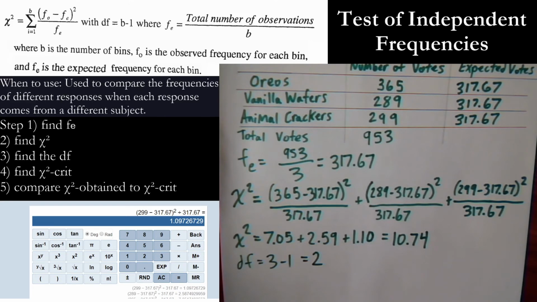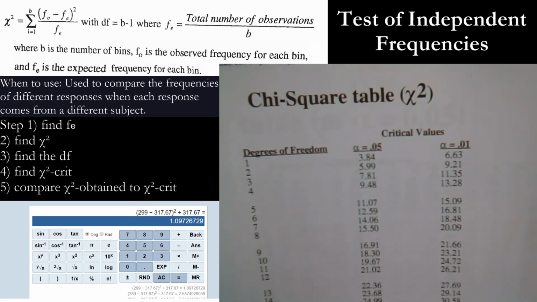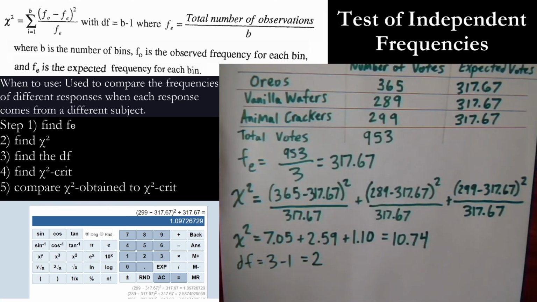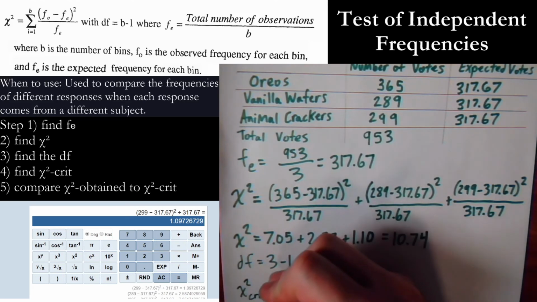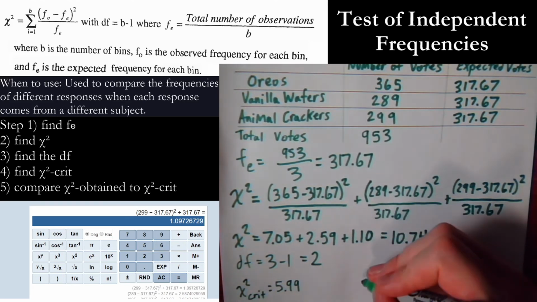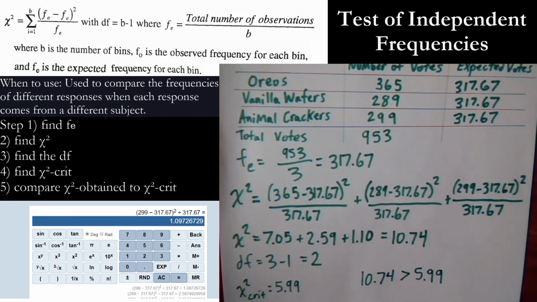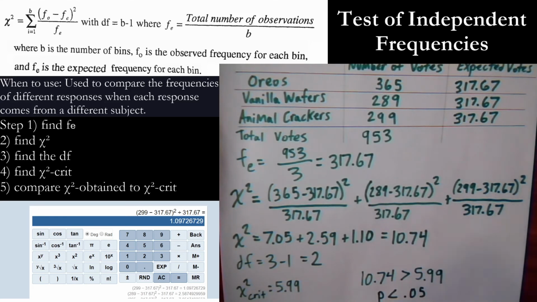Next, find chi-square crit. To find this, consult the chi-square table and find the value tied to your degrees of freedom. In this case, a df of 2 corresponds to a value of 5.991. Compare chi-square obtained to chi-square crit. In our case, our obtained value is greater than the critical value, which means that p is less than 0.05. And we have found a reliable difference.